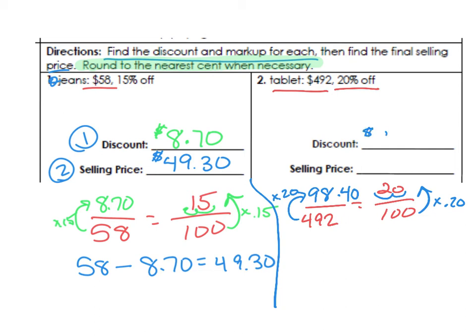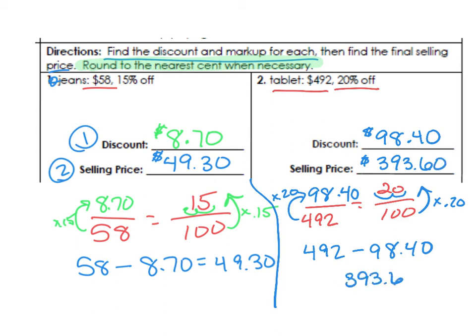So our discount is $98.40. Now, because it's a discount, we need to subtract. So 492 minus that 98.40 will give us our selling price. 492 minus 98.40. Our selling price is $393.60. And again, on the calculator, it said 393 and 6/10, but you need to know that money is two places, so I need that extra zero.